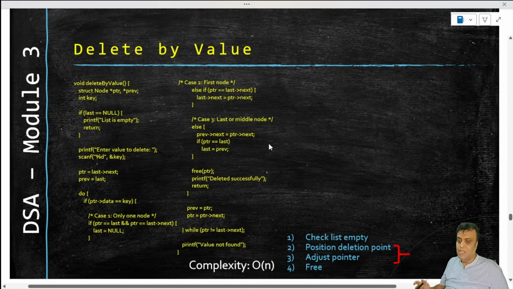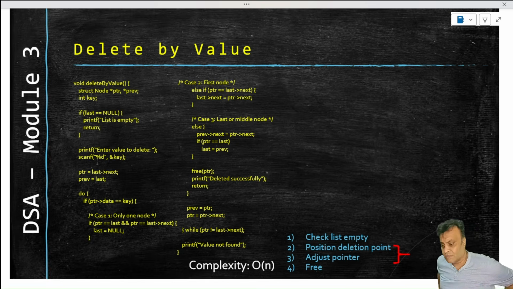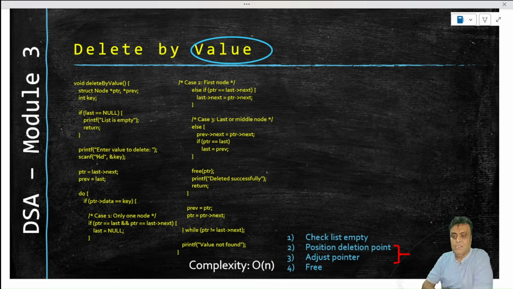Delete by value again has 3 cases, and this is a question that has come I think 2 times, so be careful about this. First things first, we will check if the list is empty. If the list is empty, then we do nothing. Then we will take what element we want to delete, because this is not delete from beginning or end, this is delete by value. So we take that element from the user.